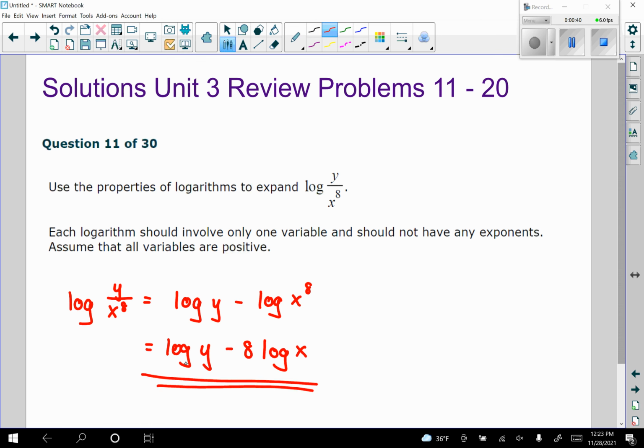Now, if any of these had numbers, so let's say if we had like log base 10 of 100, we would turn that into a 2 because 10 squared is 100. But there's nothing else we can do with this one.